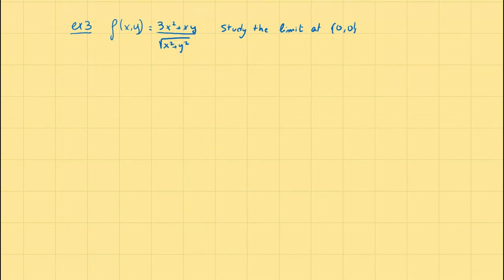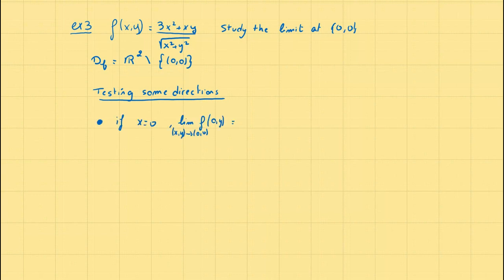Let's take now this example where we have a function f of x, y equals 3x squared plus xy over the square root of x squared plus y squared. So again, at the point (0, 0), which is not in the domain. So let's try some directions as usual. If x is equal to 0, the numerator will be 0. The denominator will be the square root of y squared. So it's 0 over the square root of y squared, that's 0.